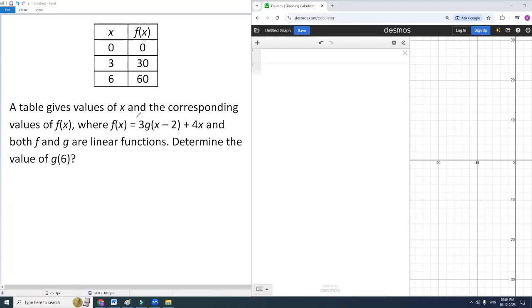A table gives values of x and the corresponding values of f(x), where f(x) = 3g(x - 2) + 4x, and both f and g are linear functions. Determine the value of g(6).